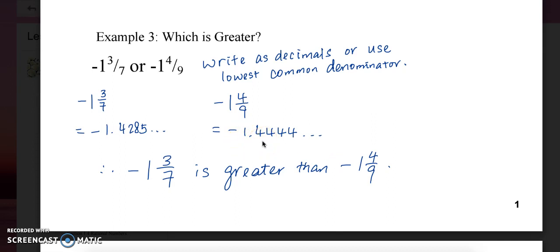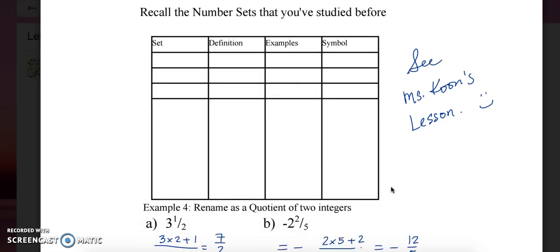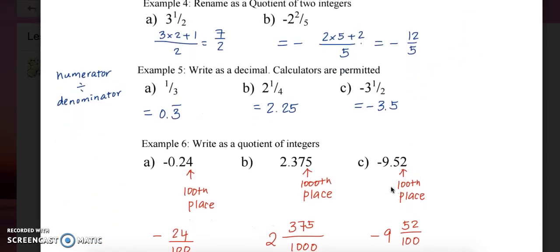On the number line, which number is closer to 0? Well, the less negative number will be closer to 0. Therefore, negative 1 and 3 over 7 is greater than negative 1 and 4 over 9. I'm going to post a chart from Ms. Kuhn's lesson so that you can compare the different number sets. So leave this alone for now.